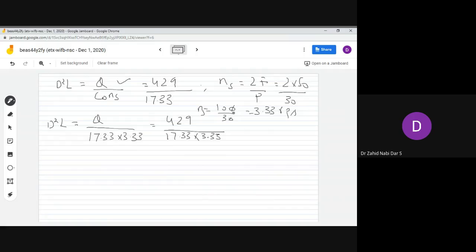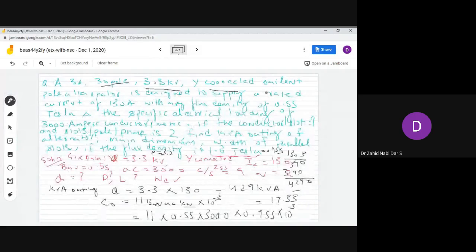So we get this value, around 7.434 meter cube. Now we have to get the value of D and L. If we carefully look at the problem, the Y connected machine is designed to supply rated current with a large flux. Everything is there, but how do we separate this D and L?